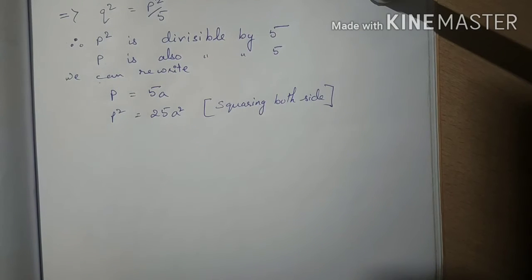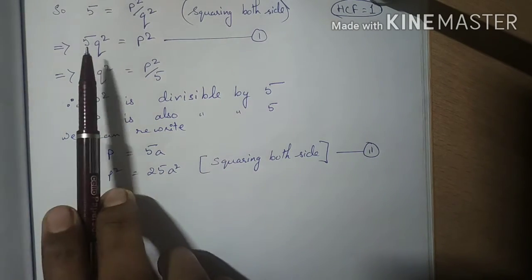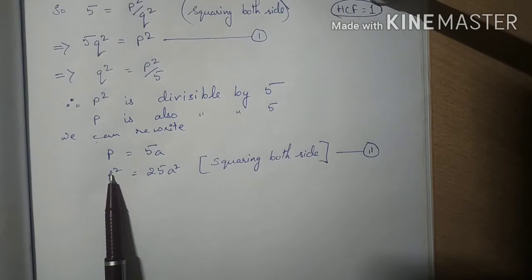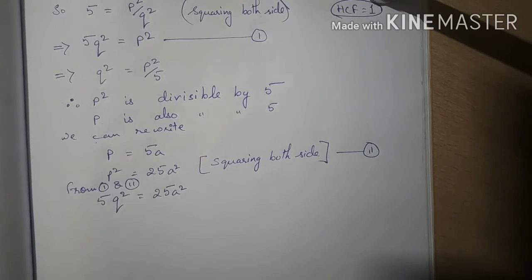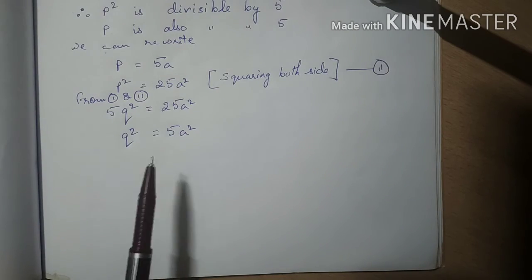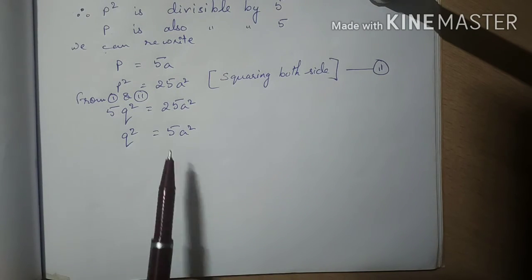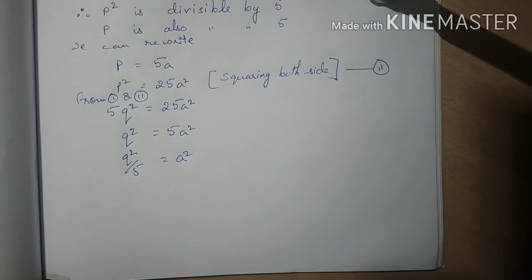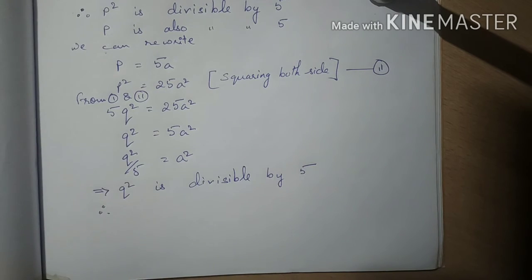Squaring both sides. Now let this be equation 1 and this new one equation 2. p square equals one term, and there is also p square equal to another term. So obviously these two terms are equal, clearly from 1 and 2. Now in this statement, what does this mean? q square is equal to 5 into a square, right? That means q square is divisible by 5, because a square is the term obtained by dividing q square by 5. Therefore q square is divisible by 5. That means q is divisible by 5.